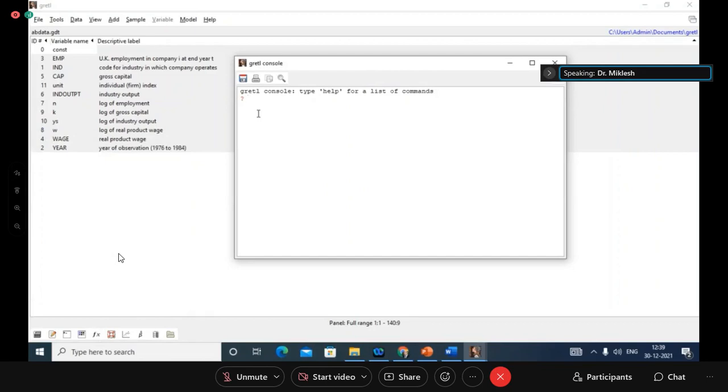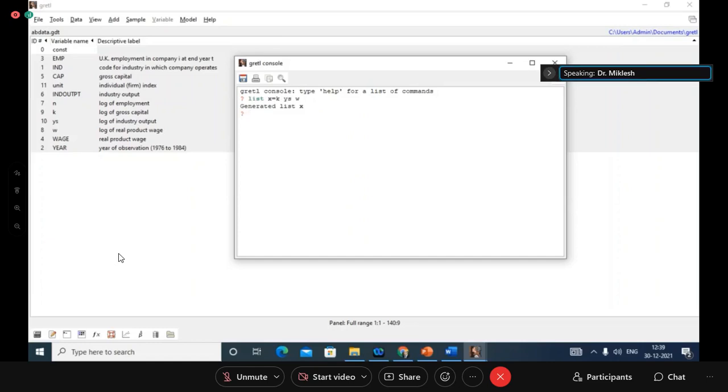So what is my dependent variable? Dependent is log of employment. K, Y, S, W are independent. What I'm going to do is save this K, Y, S, and W in X, because this is my X variable. So I write here: list X equal to K, Y, S, and W. Enter. What is the meaning of it?